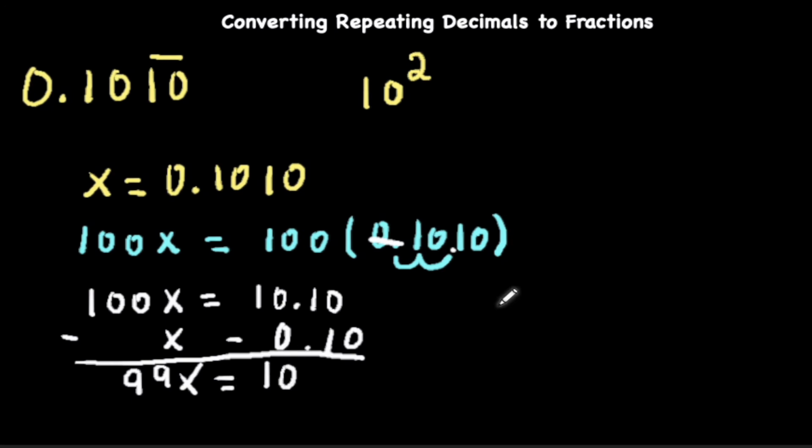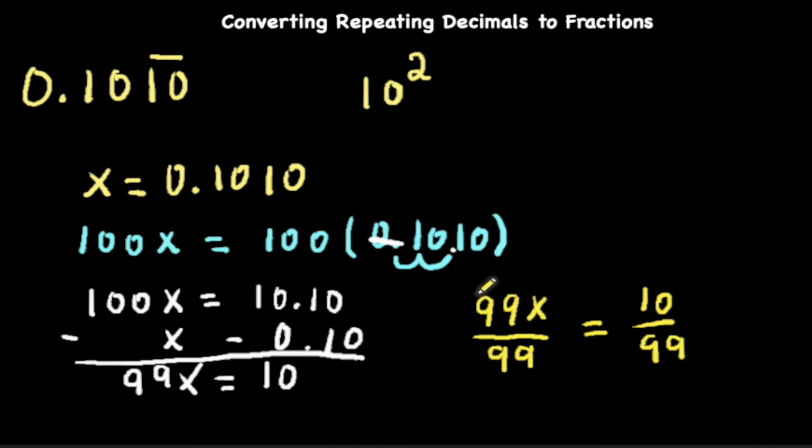The next thing you're going to do is solve for x by dividing both sides of your equation by the coefficient of x. In this case, your coefficient is 99, so we're going to divide 99x by 99, which is equal to 10 divided by 99. Solving for x, as you can see, 10 over 99 is already in its simplest form. So that's equal to 10 over 99.